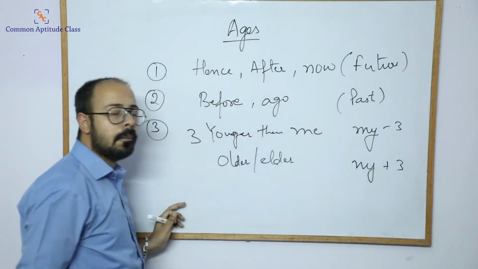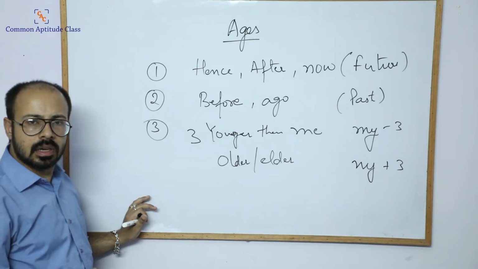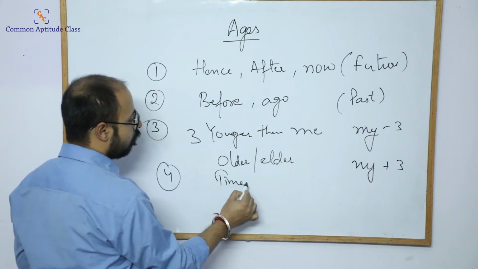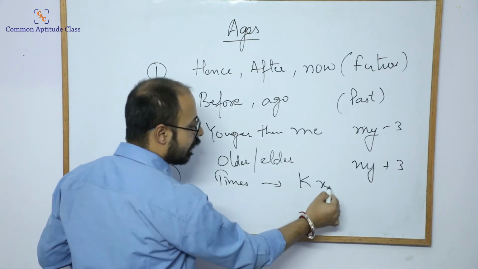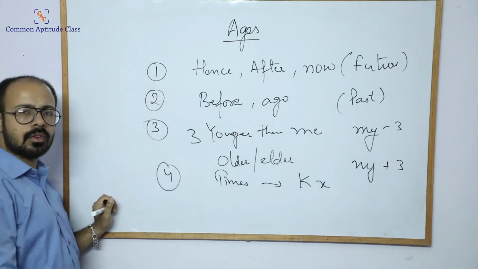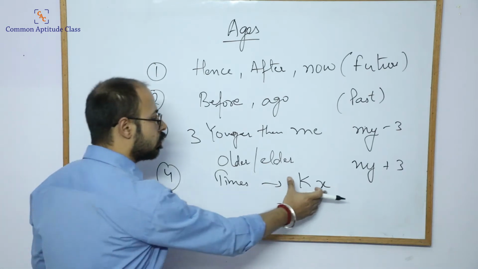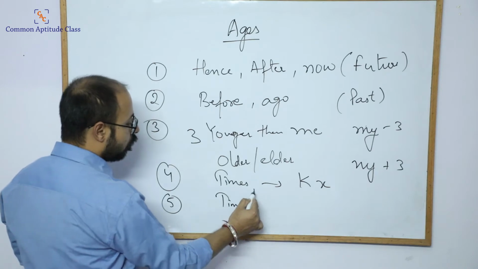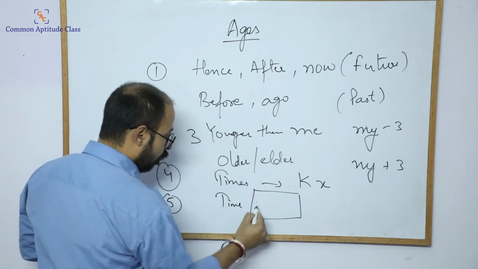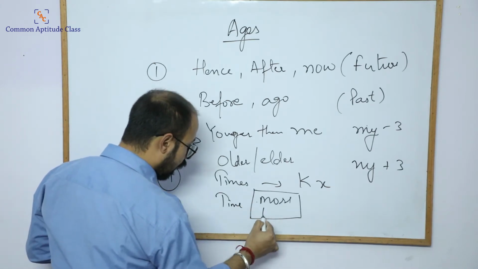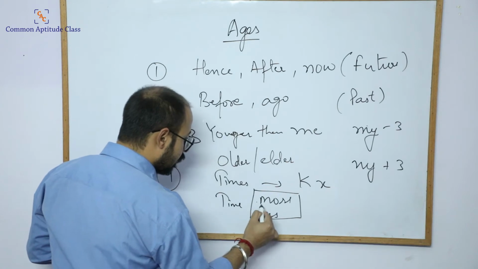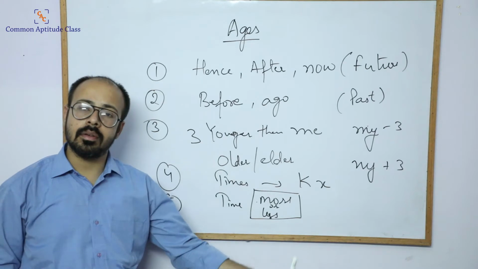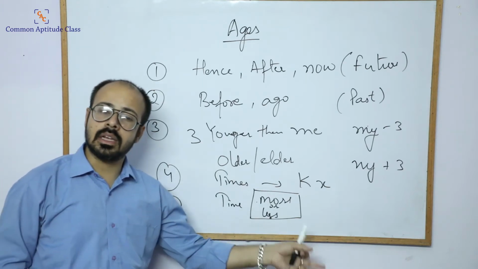Same case. My age is 3 times his age. Times means constant multiplied by the x. 3 times, 4 times, 5 times, 2 times, 1.5 times goes in this way. Then more or less. These are the two things. 3 times more than me, or 3 times less than me.